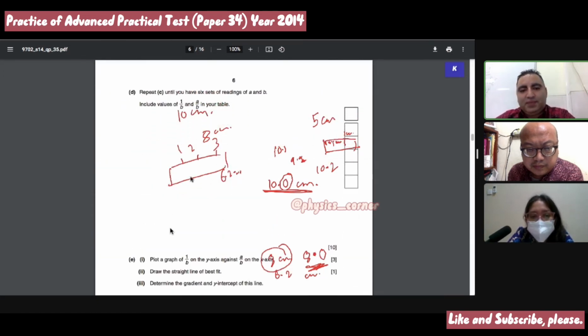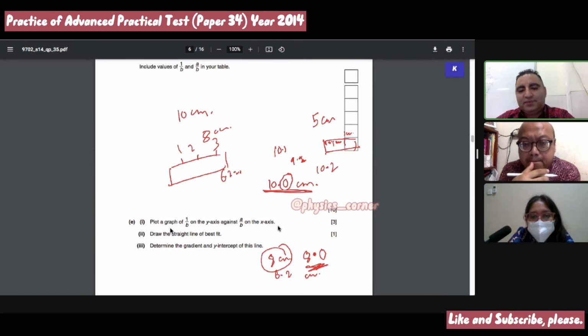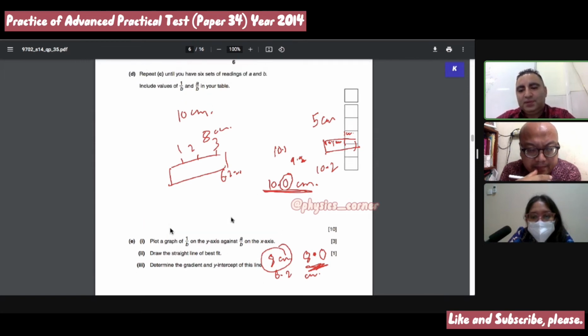And then this is the part where they will have to do the table. This is the most important part for question 1, this one and the graph. If you see here, out of 20, 10 marks is this one already. That is 50%.